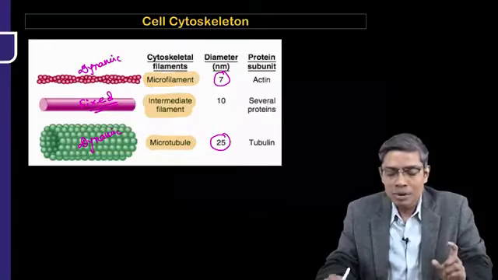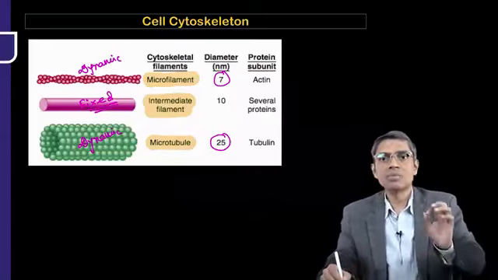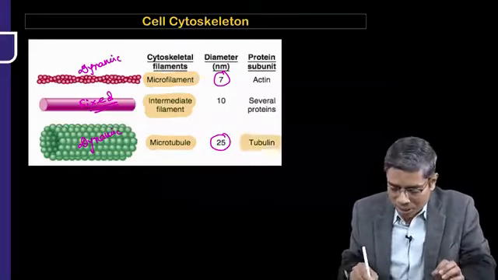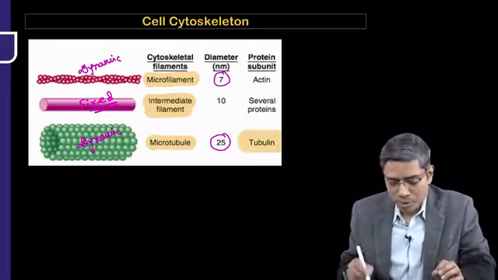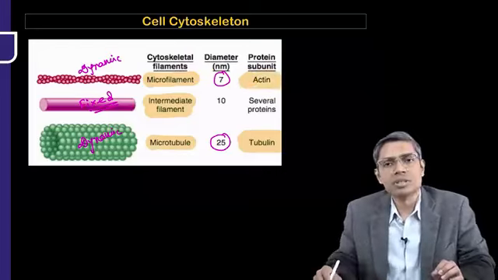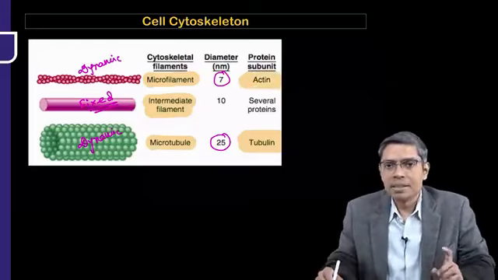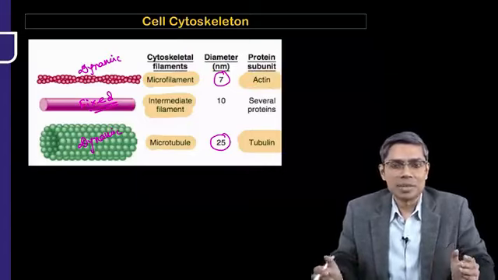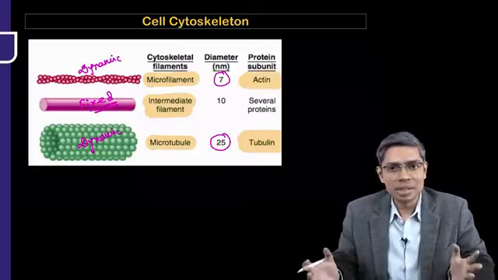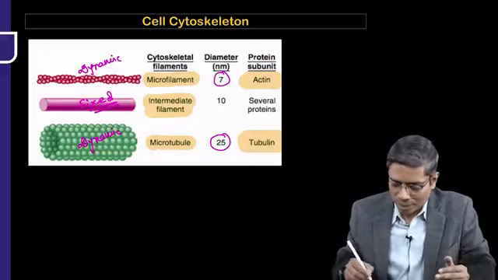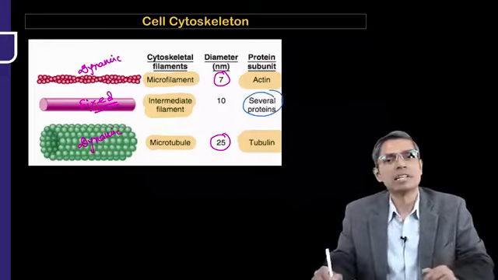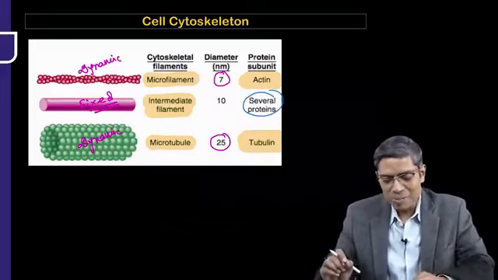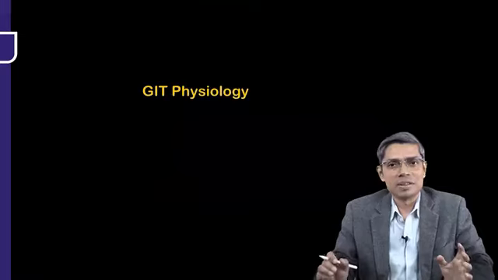Now, sometimes they can also ask you what is the subunit of this cell cytoskeleton. Okay, so tubulin is the subunit of microtubules and actin is the subunit of microfilament. Intermediate filament is composed of various different types of protein like keratin, vimentin, desmin. Okay, so that's why it is written several proteins in case of intermediate filament. So this is the briefest thing that you have to remember in your general physiology.